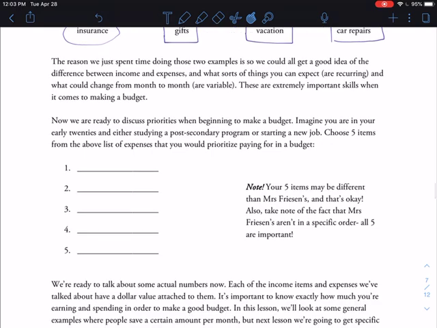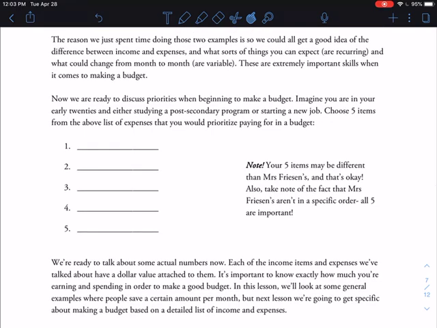Okay, so we did these examples. I know that was a lot of me talking about recurring and variable, and you're probably really over it, but it's because we just need to make sure we understand the difference between A, income and expenses, so when you're getting money or when you're spending money, and B, things that are predictable and regular, or things that are unpredictable or irregular, or both. Okay, and we need to have those skills to make a budget. They're really important. That's why I spent so long on them. If you're confused at all, message me.